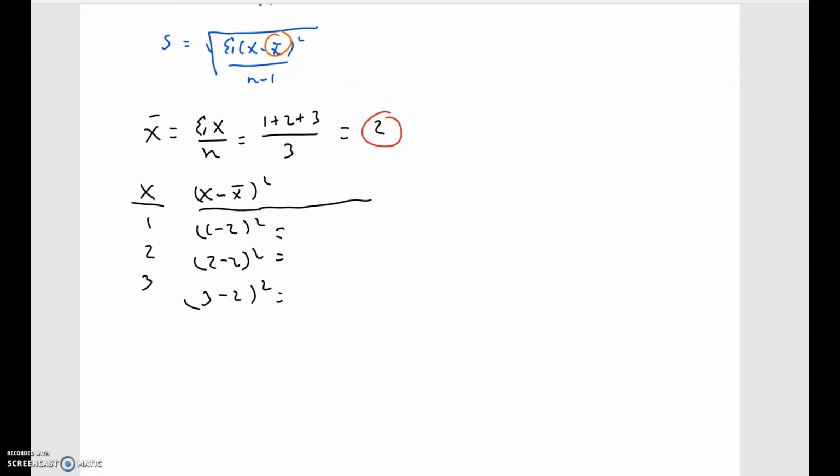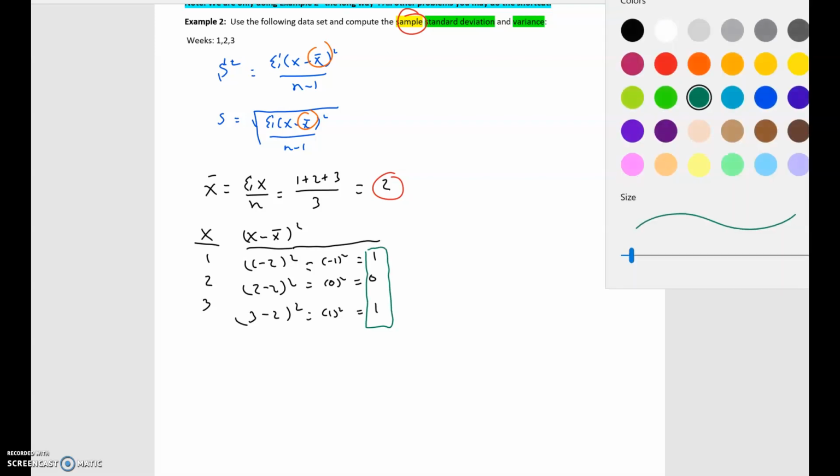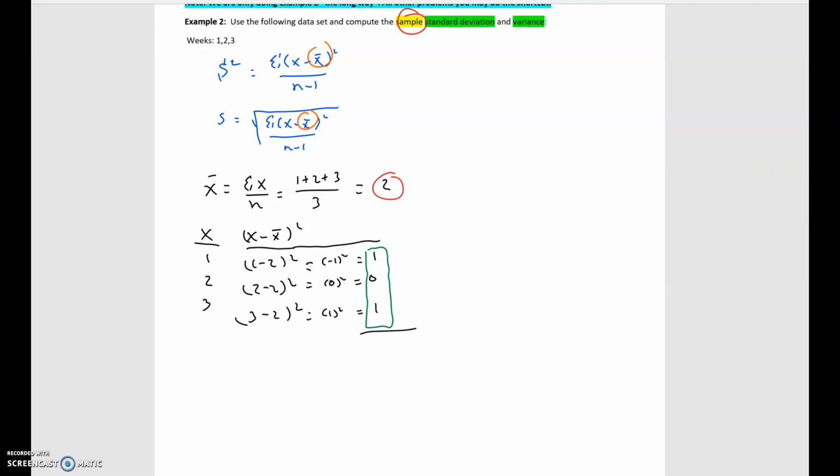So 1 minus 2 is negative 1, squared. 2 minus 2 is 0, squared. 3 minus 2 is equal to 1, squared. And this is going to be 1, this is 0, and this is 1. Now, the formula uses the sum of x minus the mean, squared. So that's going to represent this value, the sum of x minus x bar squared, which is going to be 2.